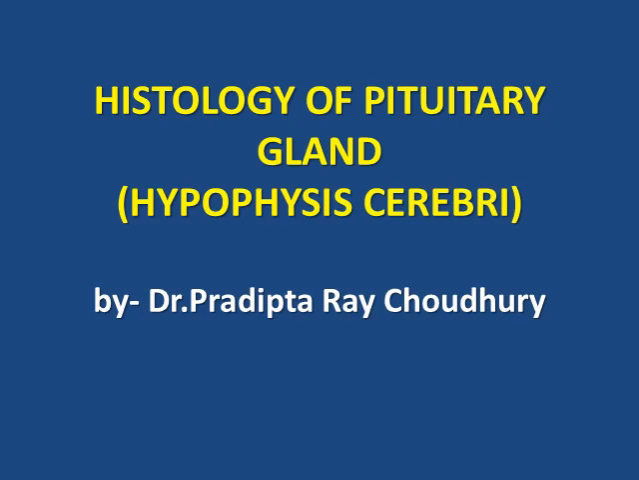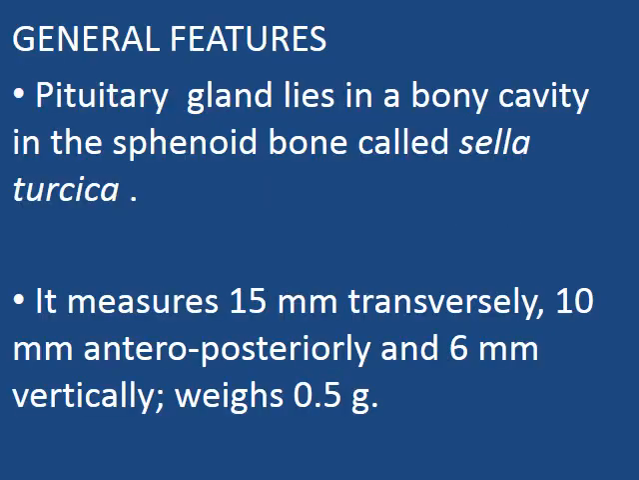Dear student, today's topic is histology of pituitary gland. Pituitary gland lies in a bony cavity in the sphenoid bone called sella turcica. The dimensions of pituitary gland are 15 mm transversely, 10 mm anterior-posteriorly, 6 mm vertically, and weight is about 0.5 gram.